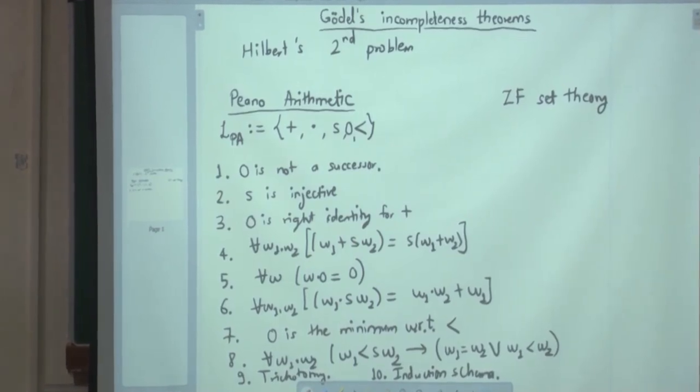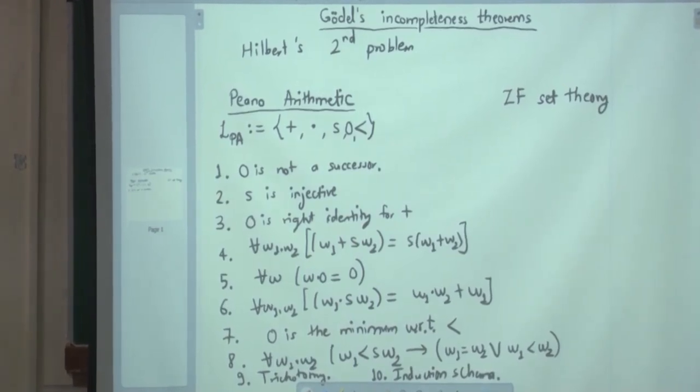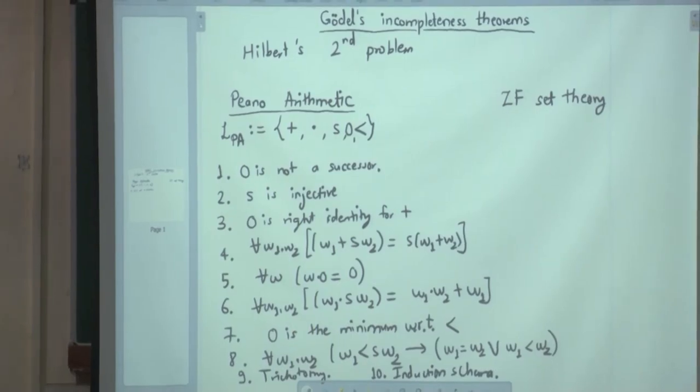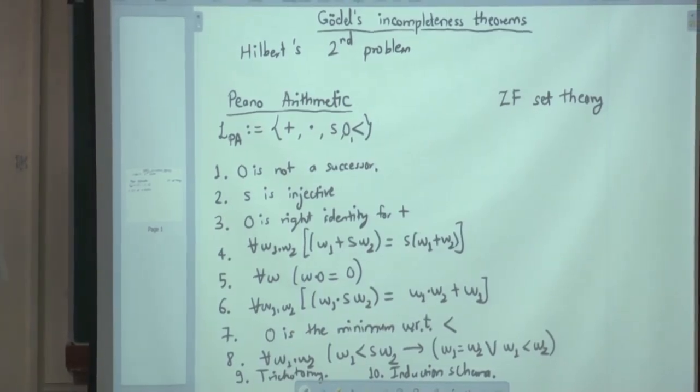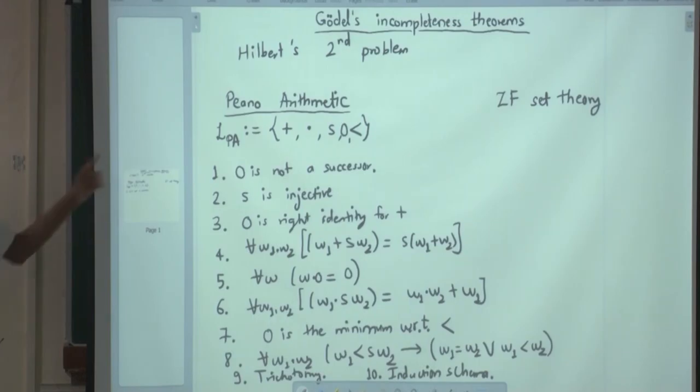So these are the axioms of Peano arithmetic. Peano is not the kind of piano you play. You can see the difference in the spelling, it's P-E-A-N-O. It's the surname of a person.